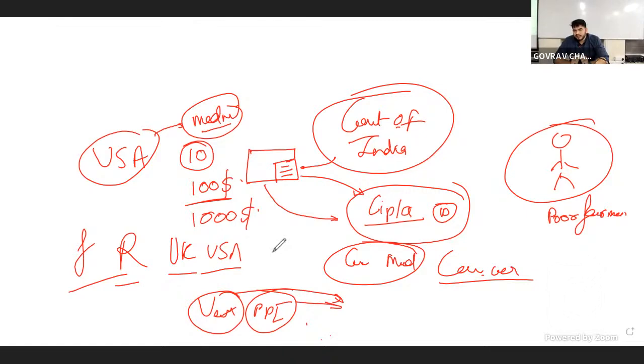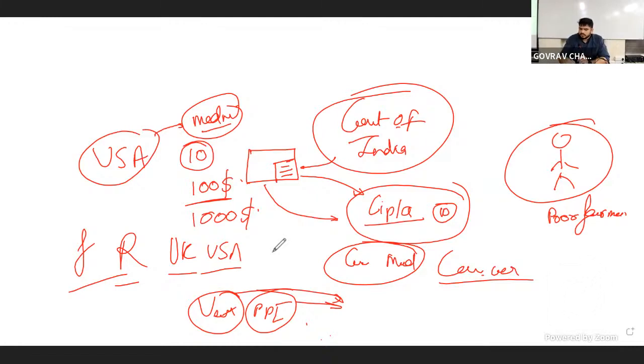What is brain gain? We are bringing back the people who have gone outside India, they are coming back to India. Cyrus Mistry, who just recently left, is now the best example of brain drain. Okay, so we will be discussing how the Indian policies have transformed the nature of brain drain to brain gain. We'll be seeing all these things.